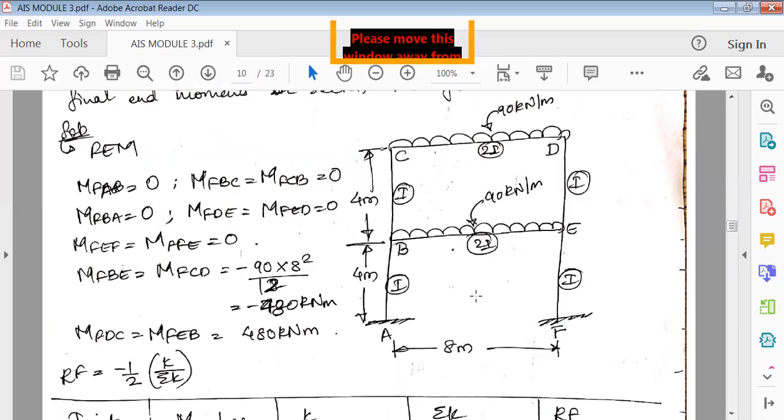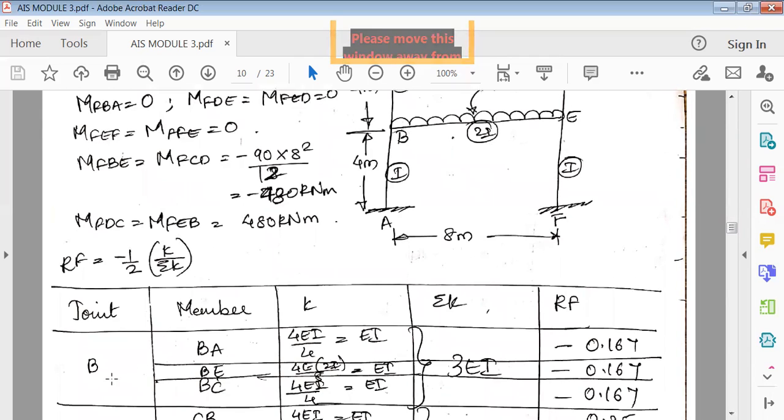Now again, nowhere in this frame can you find any support which is simply supported. So all the supports like A, B, C, D, E, and F. Of course, these four are the intermediate supports. Intermediate supports are always treated like fixed supports. So all the supports here are treated fixed. So the formula for K is 4EI by L, because all the ends are fixed and all the intermediate supports are treated as fixed supports.